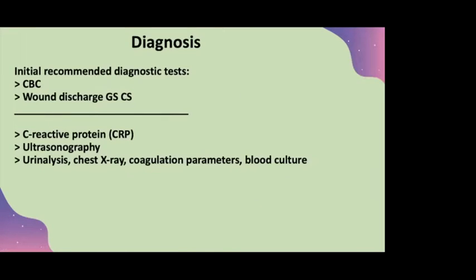Next, we'll discuss the diagnosis of the surgical site infection. For the diagnosis, the initial recommended diagnostic tests are the complete blood count and wound discharge, gram stain, and culture studies. Since the clinical manifestations of the surgical site infections may not be apparent at all times, a CBC must be ordered because leukocytosis may be a sign of infection. The management of SSIs is increasingly relying on wound cultures as part of clinical assessment to guide the choice of antibiotic. So next is the CRP or the C-reactive protein.